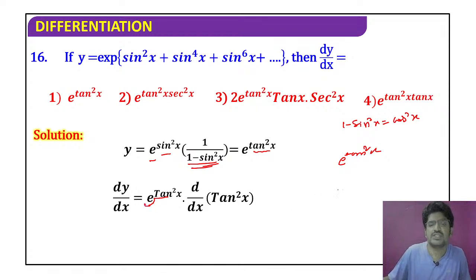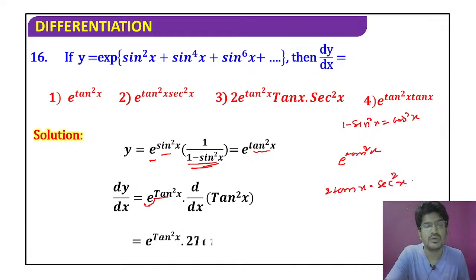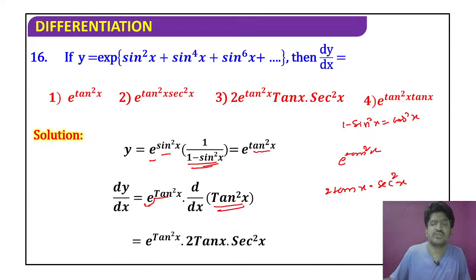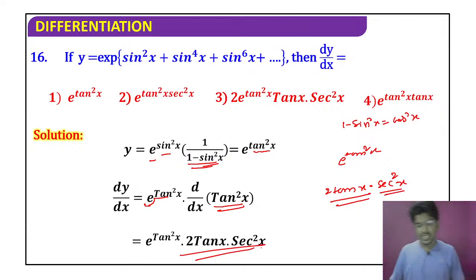That will be e to the power of tan square x as it is. Differentiation of tan square x is what? 2 tan x into secant squared x. Clear? E to the power of tan square x, differentiation of tan square x is 2 tan x into secant squared x. This is your answer.